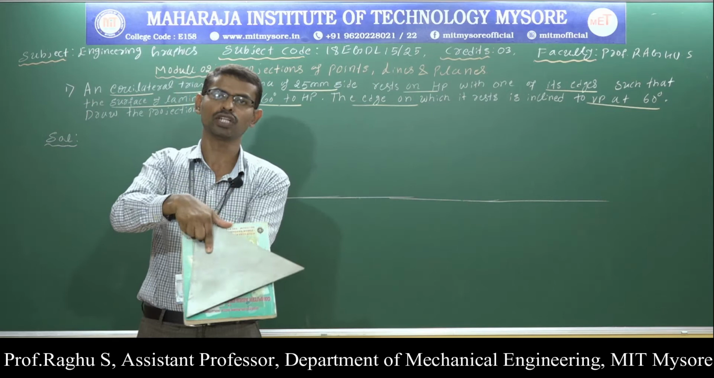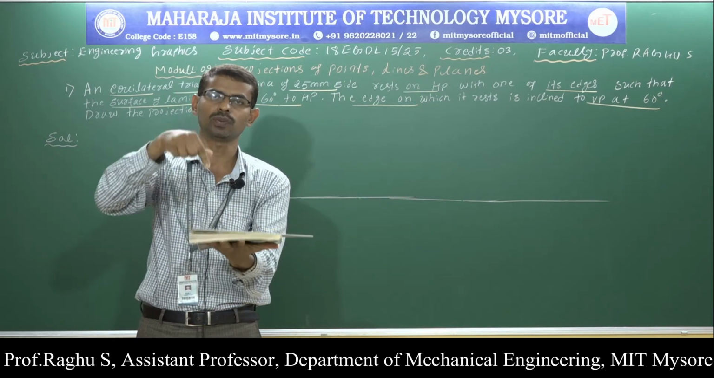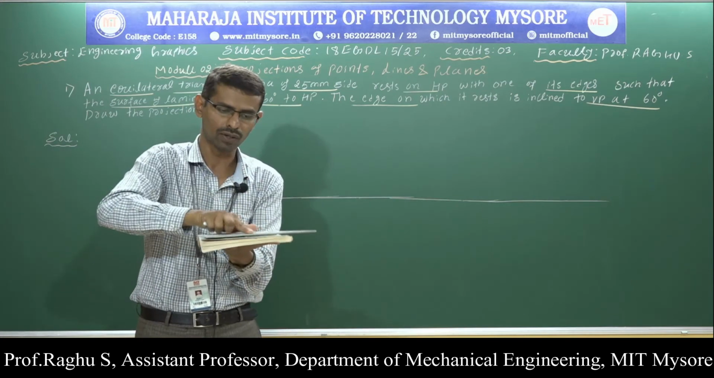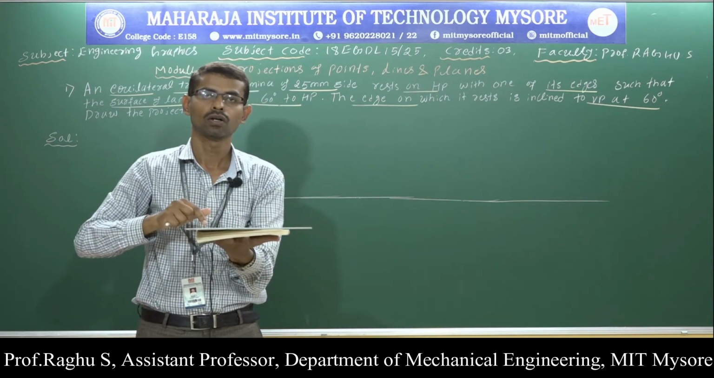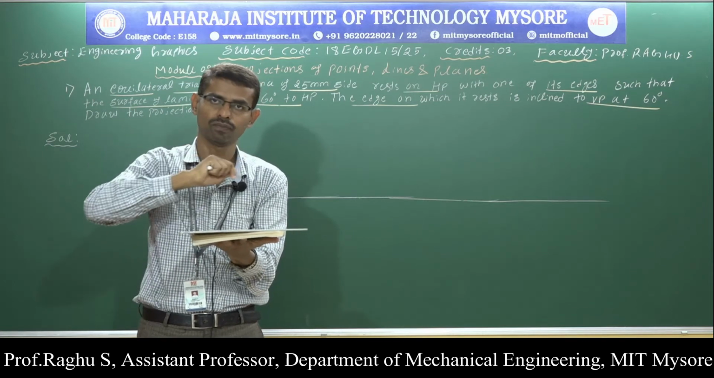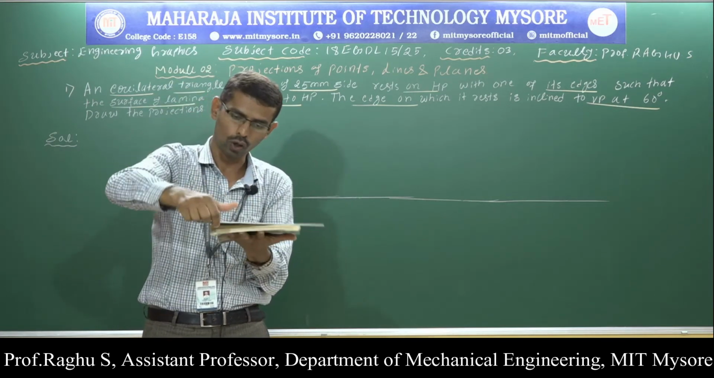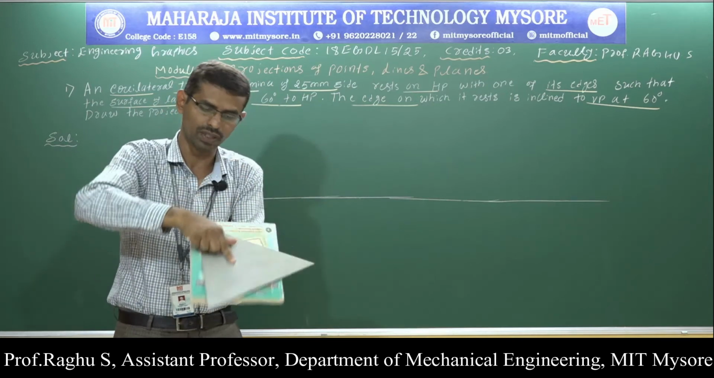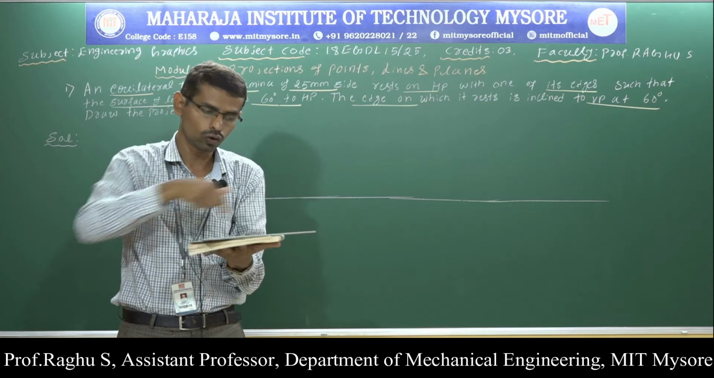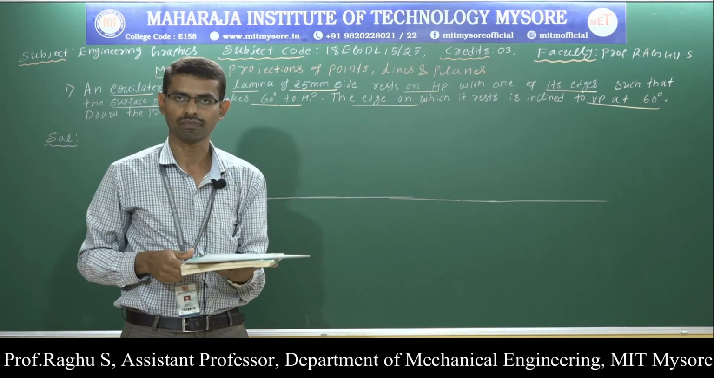Now the lamina resting on HP. Now observe the lamina from the top and observe the lamina from the front. In which view will I see the complete shape? In the top view I can see the true shape. So what is the top view? The top view is the triangular lamina.